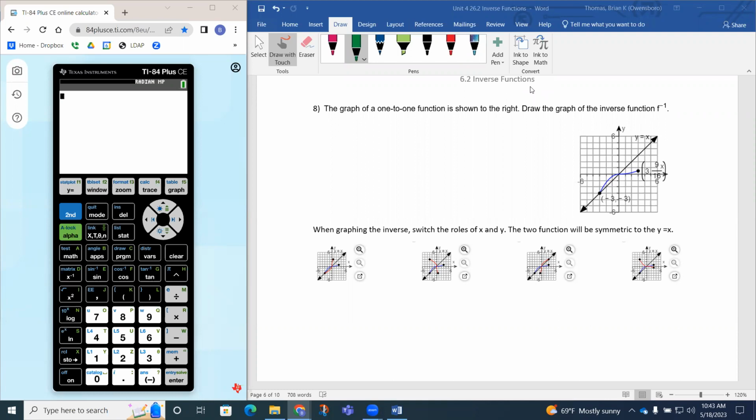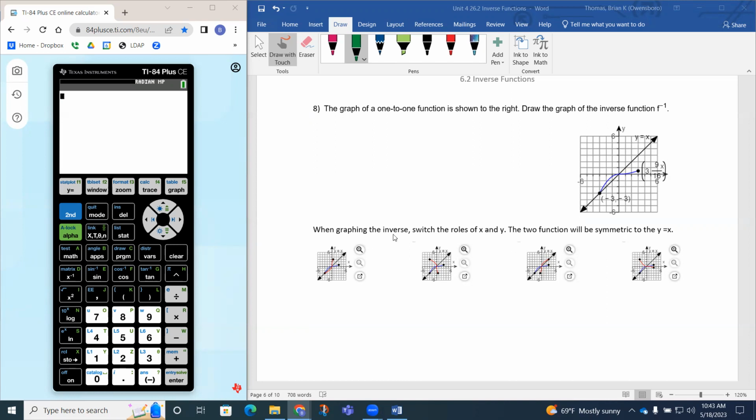If we look at the graph, we have this little blue graph over here. Notice that it does pass the vertical line test, first of all, to be a function. It does pass the horizontal line test to be a one-to-one function. Now, this line y equals x is here because the graph of a function and its inverse are going to be symmetric to the line y equals x. So they're actually going to have this symmetry here.